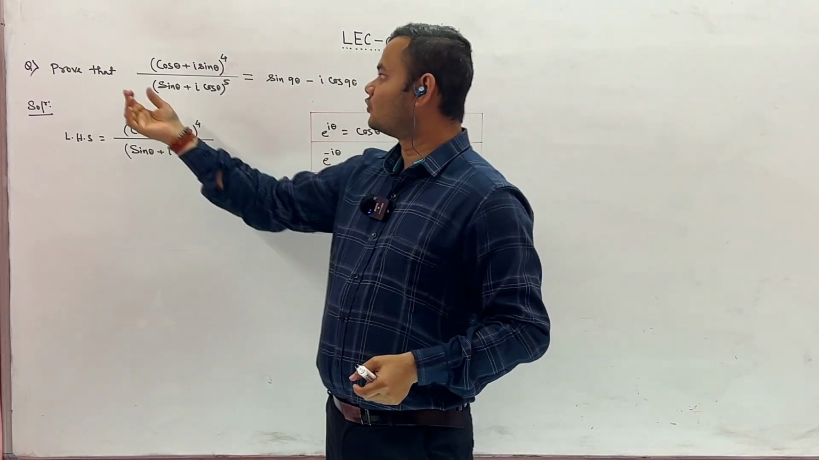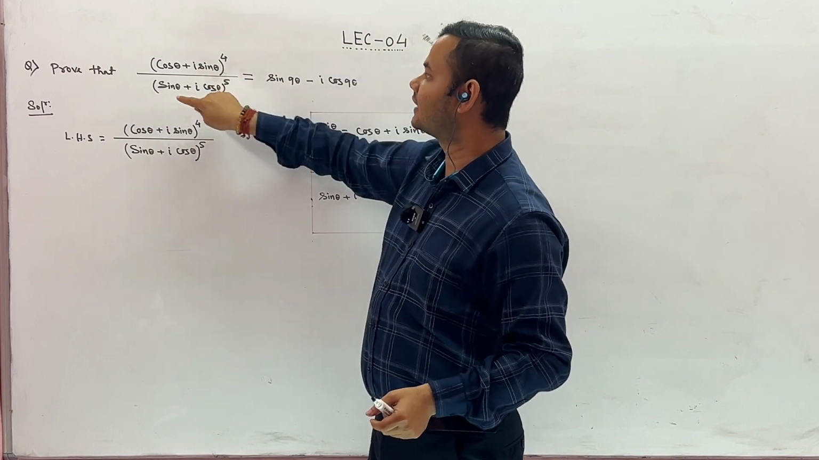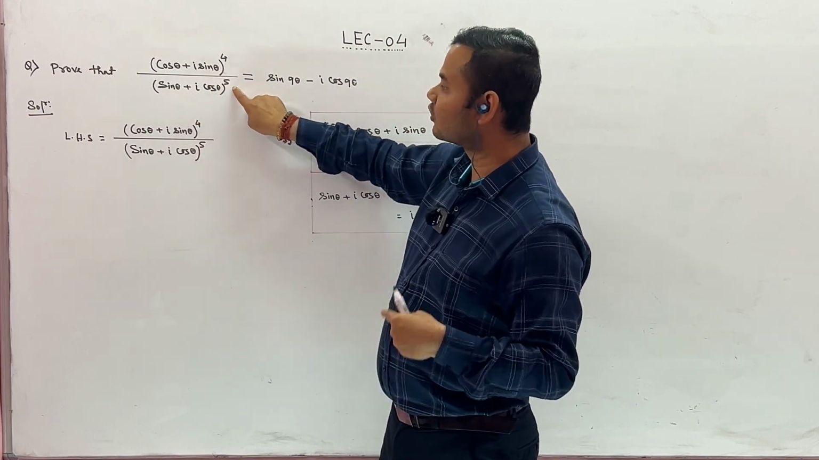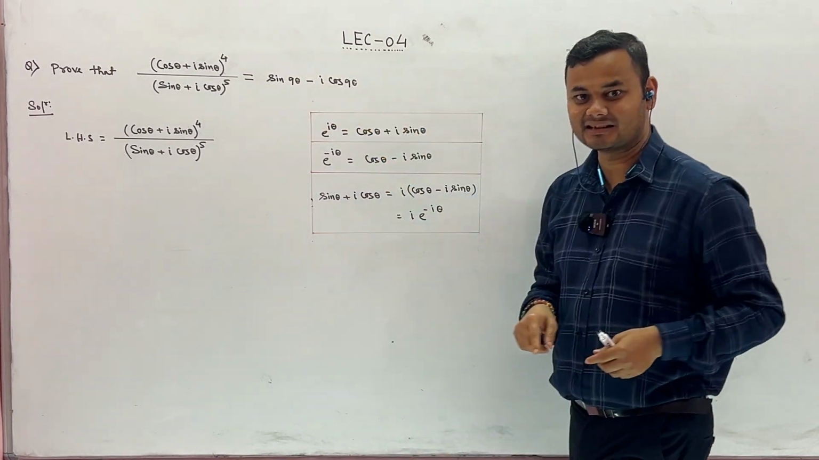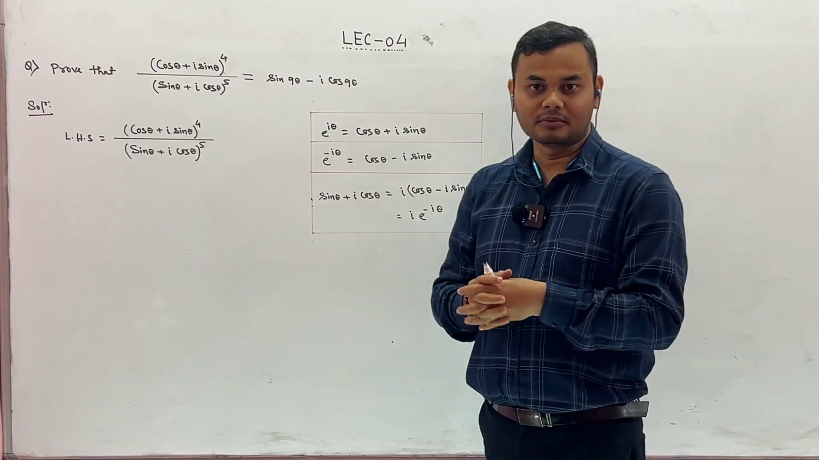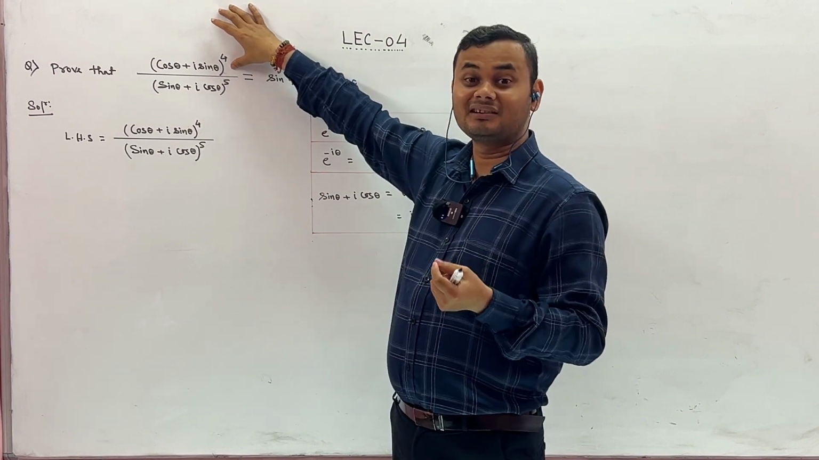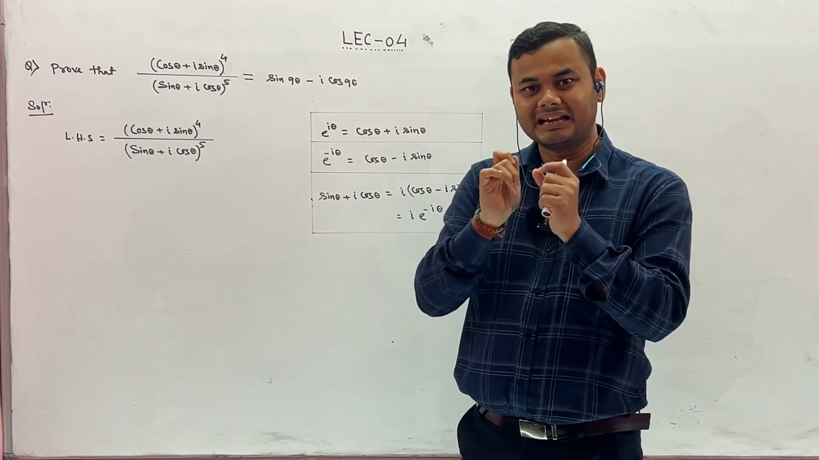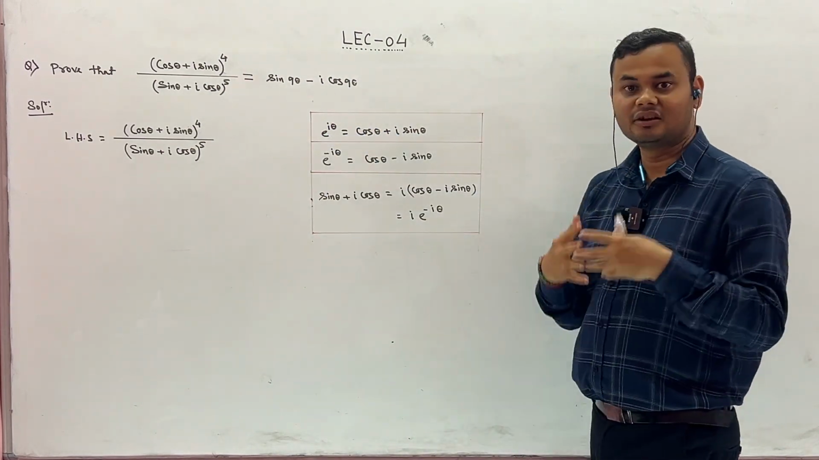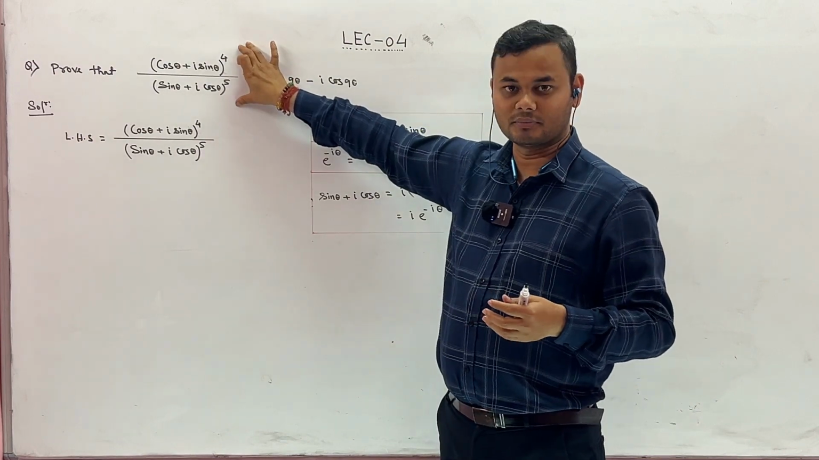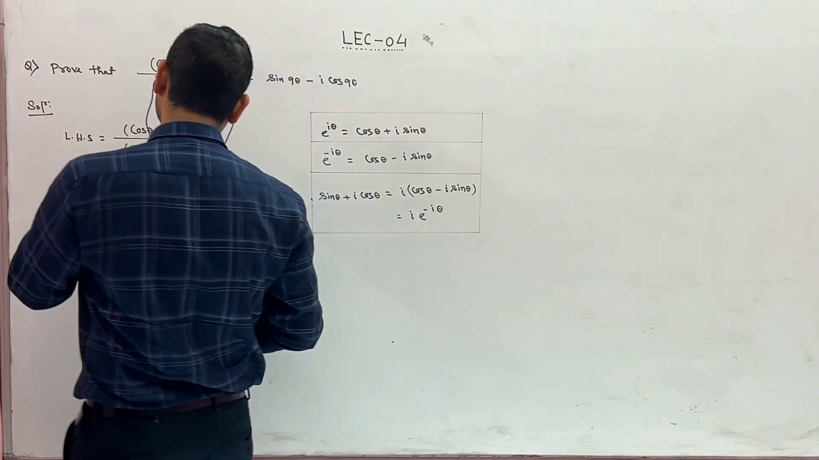The question says that we have to prove (cos theta plus iota sin theta) to the power 4 divided by (sin theta plus iota cos theta) to the power 5 is equal to sin 9 theta minus iota cos 9 theta. If you try to solve this problem, you will notice that you can apply de Moivre's theorem to the numerator part directly, but you cannot apply de Moivre's theorem to the denominator part directly. However, there is a trick to solve this type of problem. Now, let us solve this problem by using that trick.